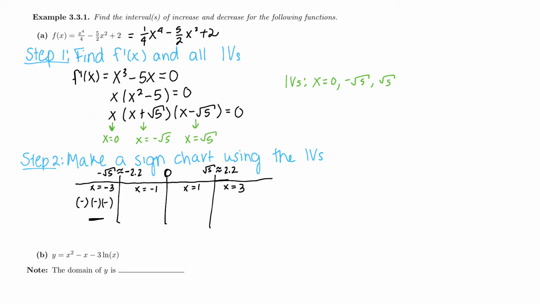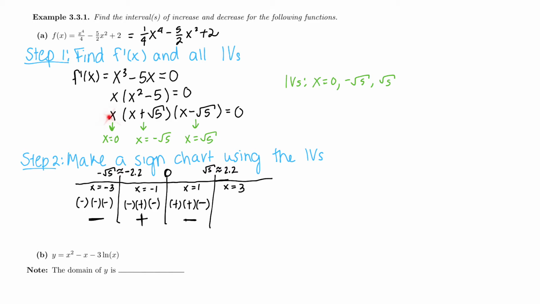Negative 1 plugged in here is a negative. Negative 1 plus 2.2 is positive. Negative 1 minus 2.2 is negative. 2 negatives make a positive. One plugged in here is positive. 1 plus 2.2 is positive. 1 minus 2.2 is negative. 1 negative makes a negative.